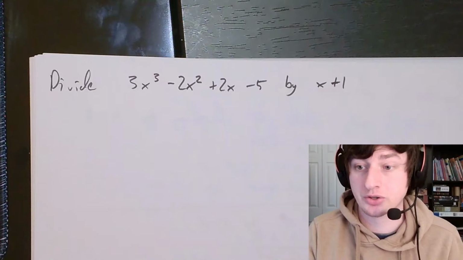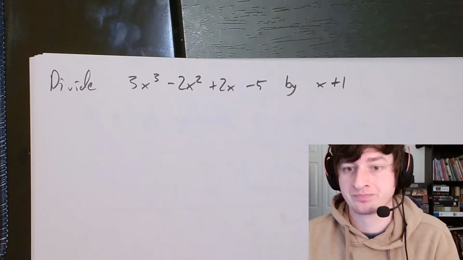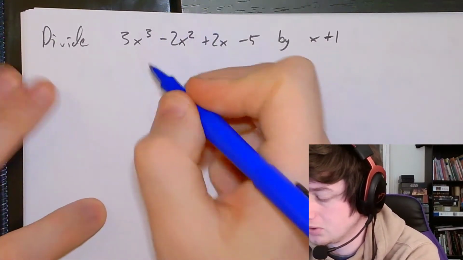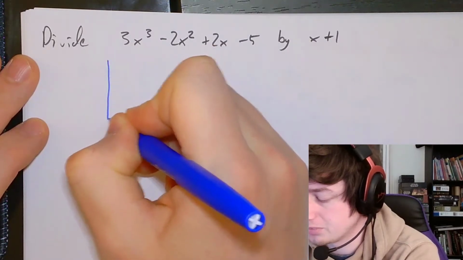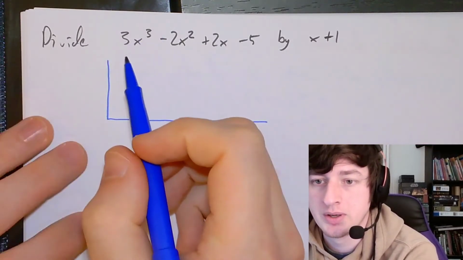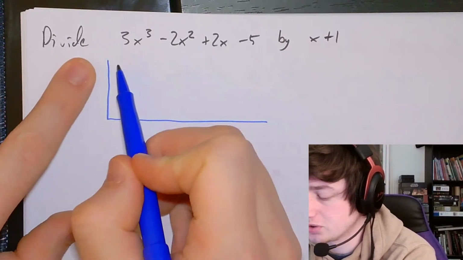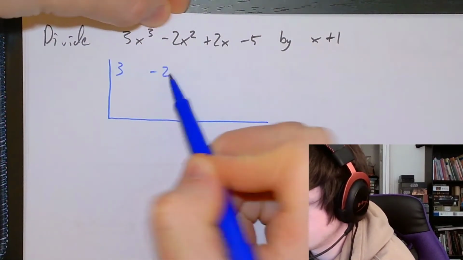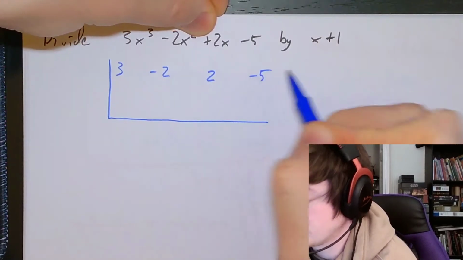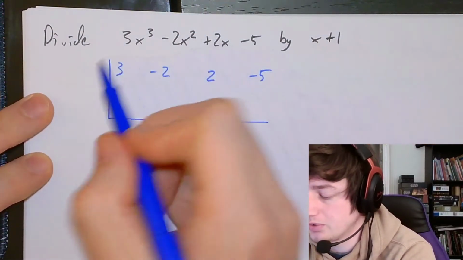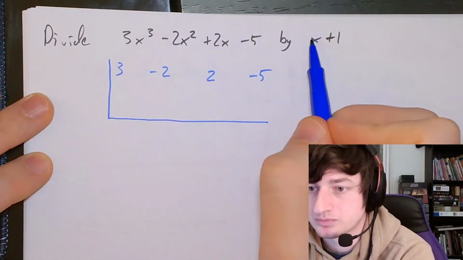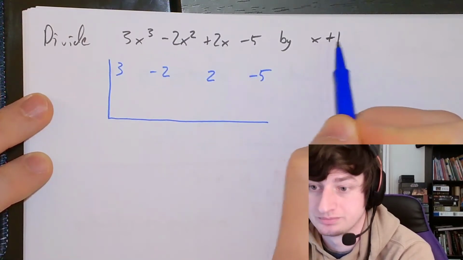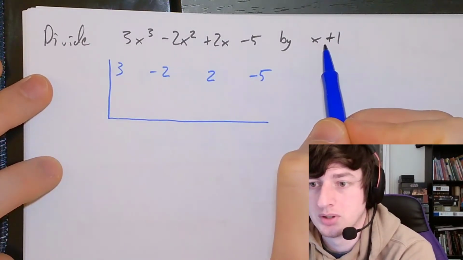So I'm not going to color code all of this problem. Mostly because the colors are just made up. I just wrote the steps out. So we're going to make our L-shaped thing to keep track of where the numbers are. And then our coefficients go here. So it's x cubed, x squared, x, no x. So we go 3, negative 2, 2, negative 5. And then the number that we're going to be multiplying by each time is the opposite of this number, the opposite of plus 1. Whatever turns this into 0. So we use -1.